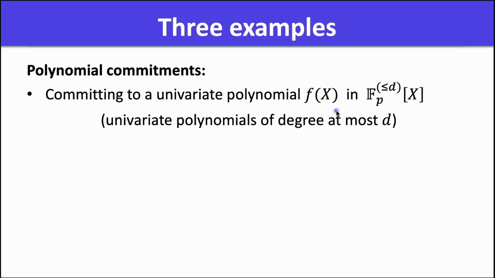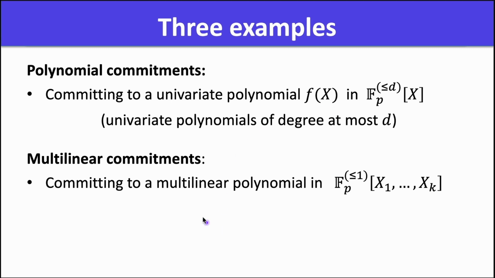The second example I'll mention is what's called a multilinear commitment. So in a multilinear commitment, the function family is set to be all the multilinear polynomials in at most k variables. So what is a multilinear polynomial? It's basically a polynomial that's at most linear in each one of its variables. So here's an example. You notice that this polynomial is linear in each one of the variables. None of the variables are squared or cubed. All the variables have degree at most 1. And again, the goal is to enable the prover to commit to a function in this function family. And later on, the prover should be able to open the function at a particular point.